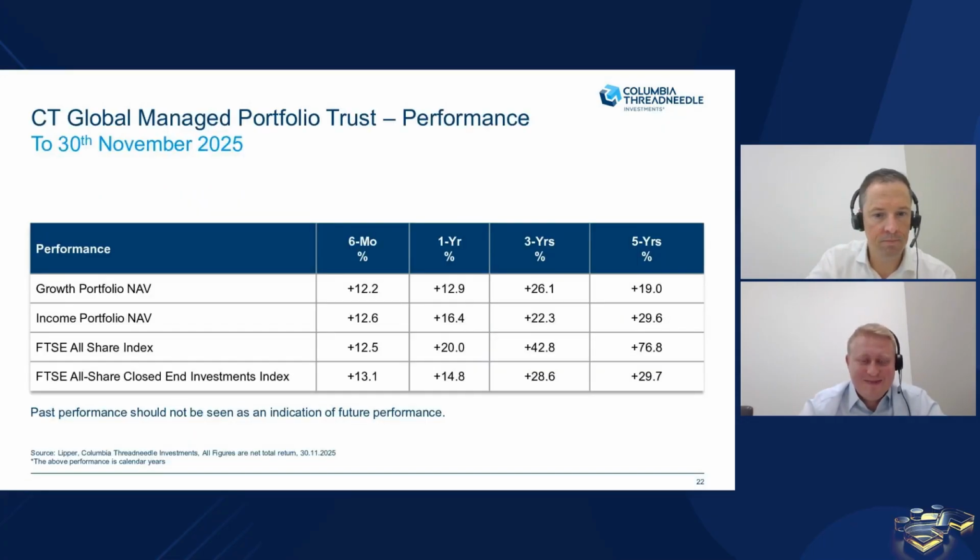Thanks, Paul. So just touching on performance, over 6 months, this is to the end of November, both the growth and income portfolios, despite having quite different names within them, had quite similar returns. Roughly in line with the FTSE All Share, which is not what we manage to, but it is the benchmark of the investment trust. The FTSE All Share closed-end investments index, which is a bit of a reference point, was slightly behind over that period. You can see the 1, 3, and 5 year numbers too.